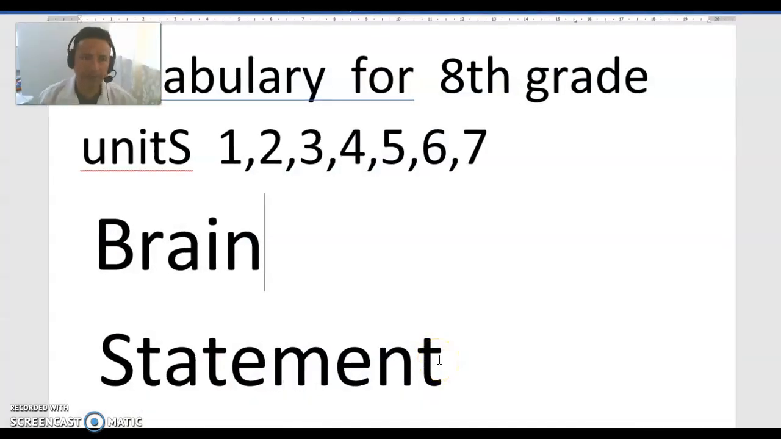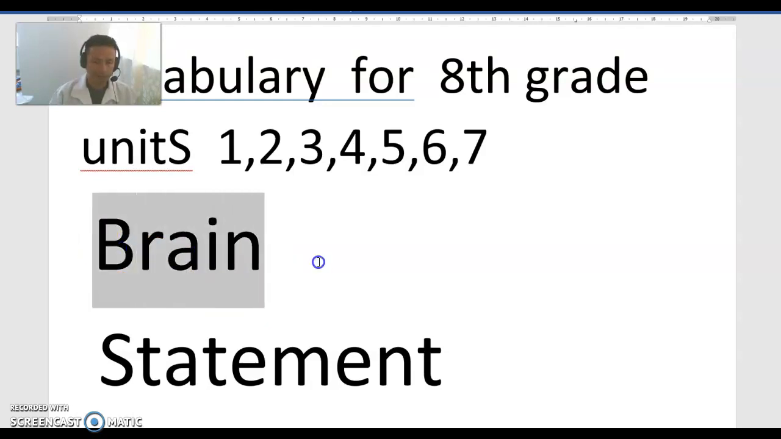And this is what I'm talking about. So this is vocabulary for 8th grade, units 1 to 7, okay? So listen carefully and then you practice the pronunciation. I don't think it's difficult for you. I think it's just like a review, okay? Let's go. One, two, three.